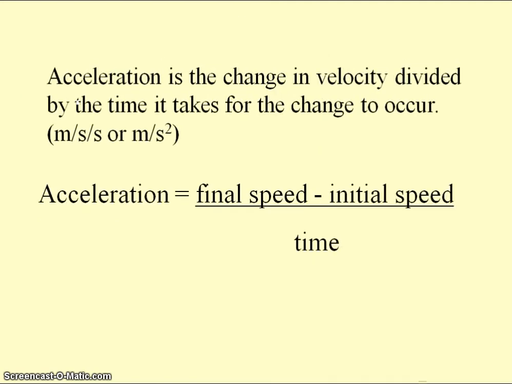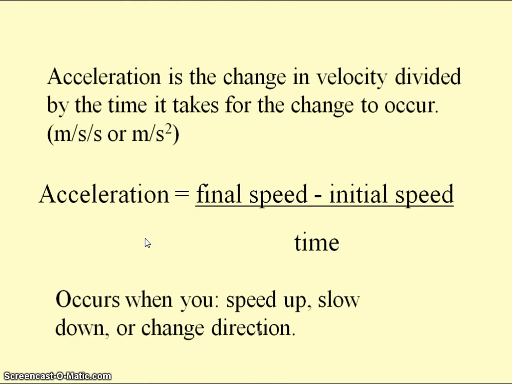Acceleration is calculated by finding the change in speed and dividing it by the time it took for that change to happen. We usually abbreviate it as the final speed minus the initial speed, divided by time. Our units for acceleration are meters per second, and we can change that to meters per second squared. We can also simplify this. Instead of thinking of it mathematically, just think of any time something speeds up, slows down, or changes direction, that is acceleration.